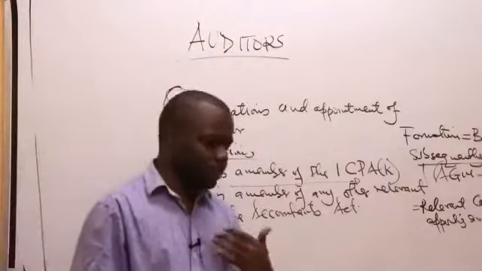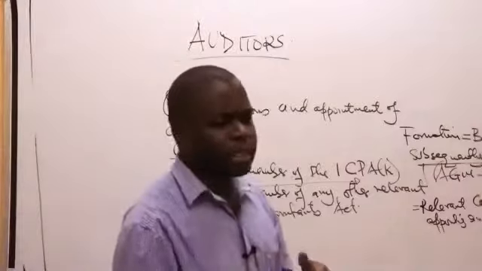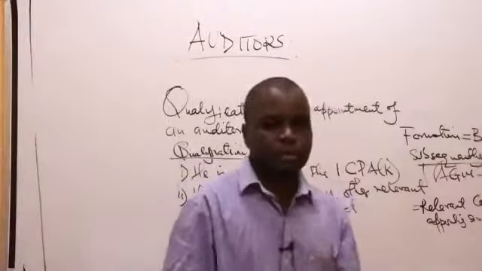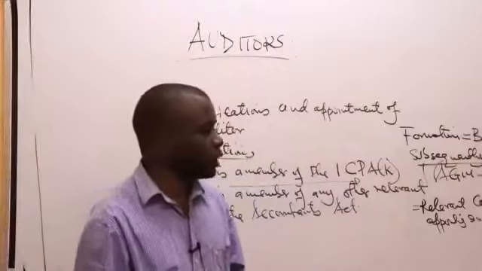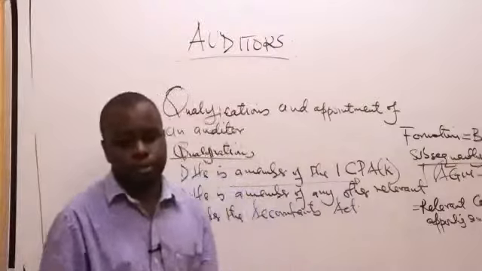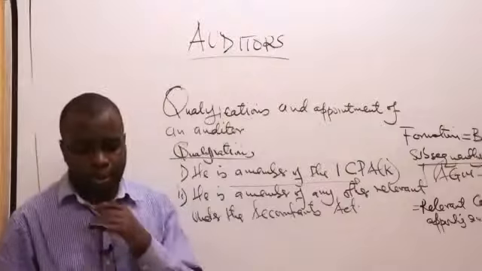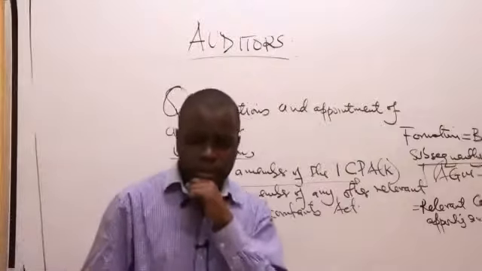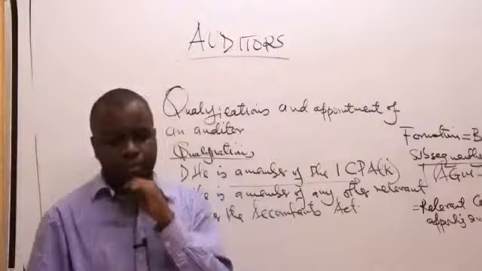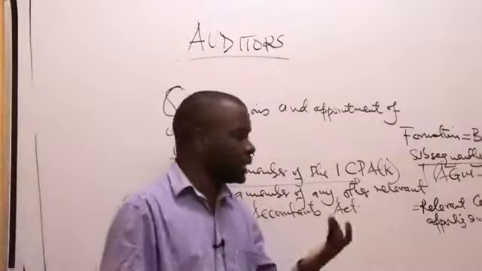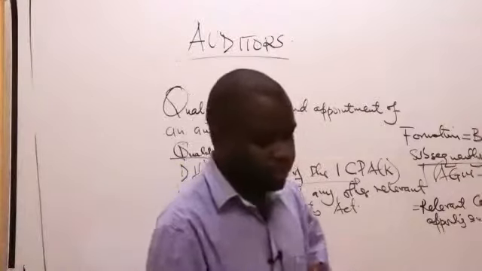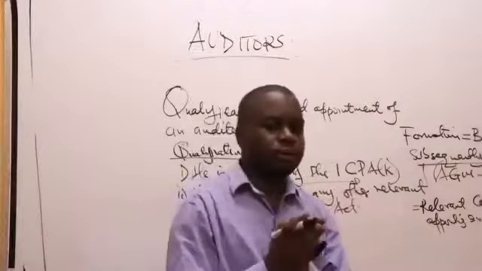Or maybe the members feel they're not comfortable with his work, so they decide to pass a resolution that he should not be reappointed as the auditor of the company. So they decide to appoint another person. Those circumstances can make the auditor not to be reappointed.